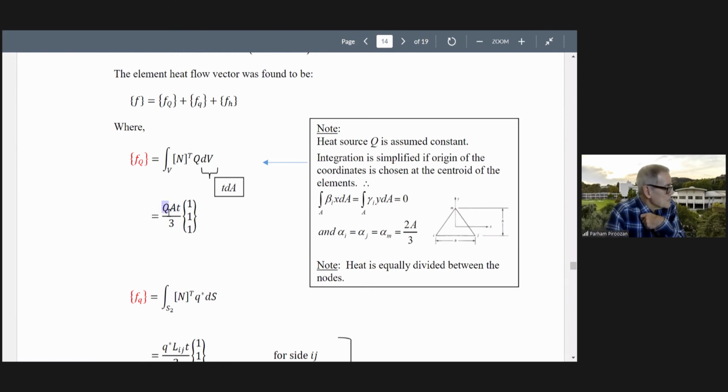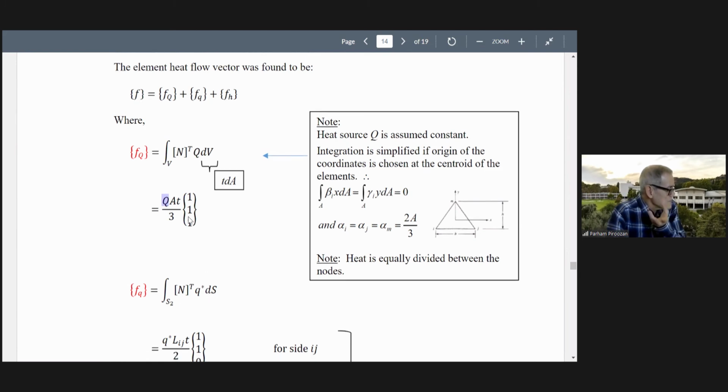This is heat per unit volume. Times volume, it is heat. 1/3 goes to each of these nodes. That's what, like in solid mechanics, we wanted to include weight. We said that the weight of the element is divided between these three nodes. Now, f sub lowercase q is this one.